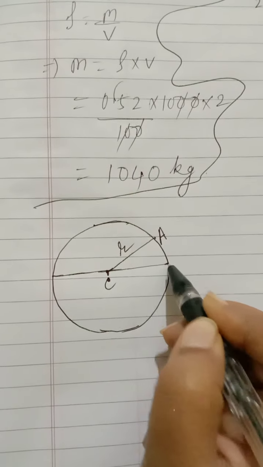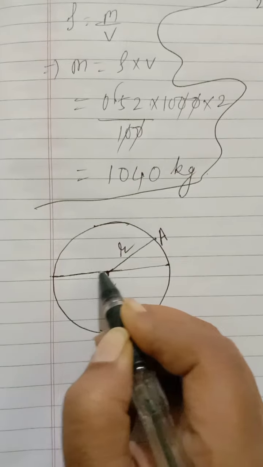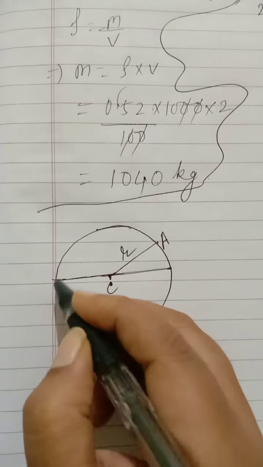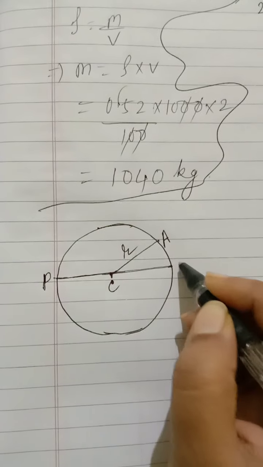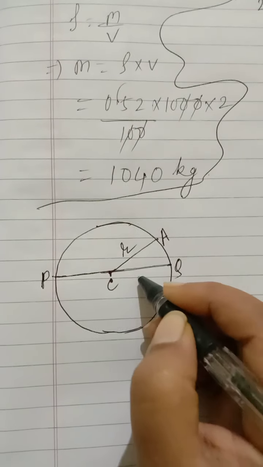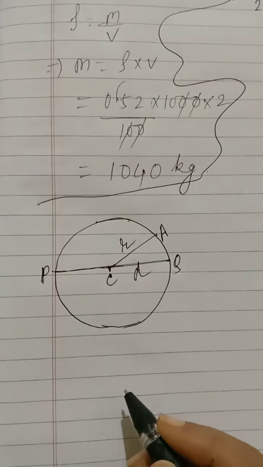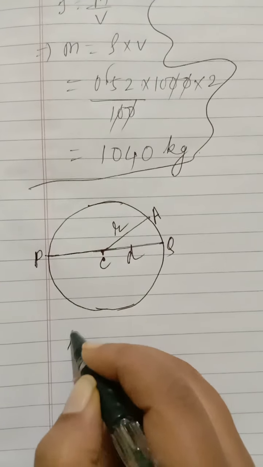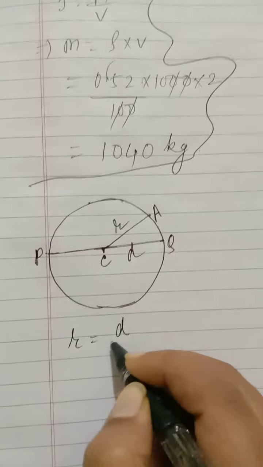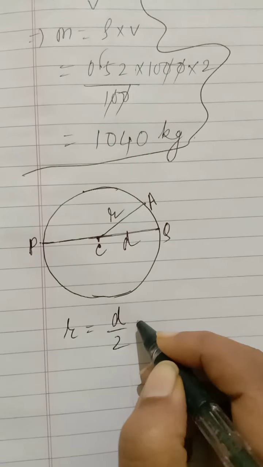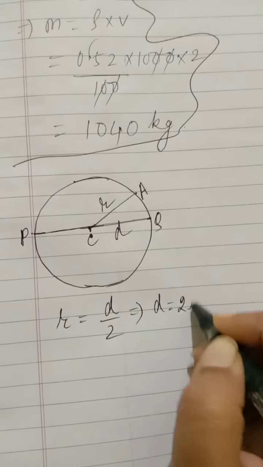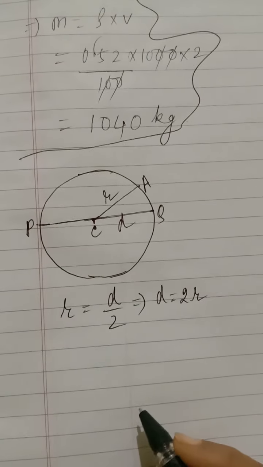And a straight line which is passing through the center and intersecting both the points on the circumference of the circle, this is PQ. This is known as the diameter. The relationship between radius and diameter is that radius is half of diameter. So this implies diameter equals 2 times the radius.